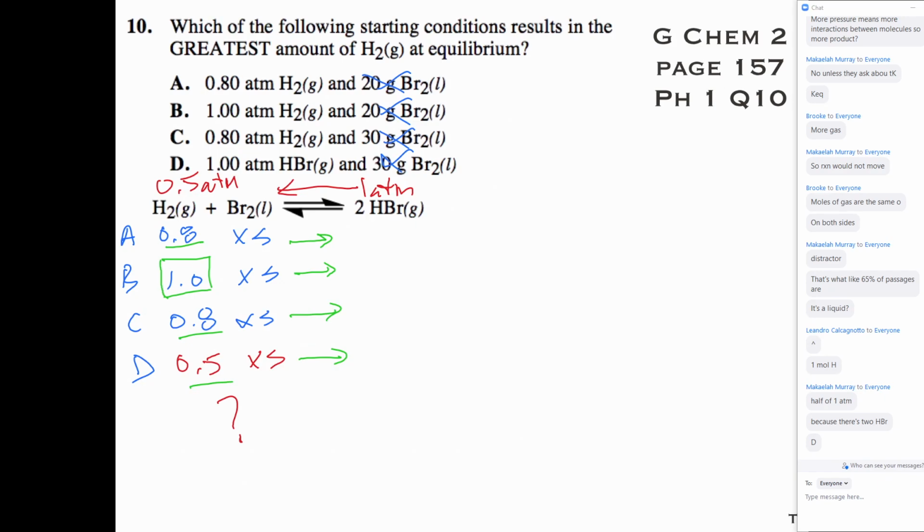So hopefully it seems okay. Perfect. And then in this case, the one with the most to begin with is the one that's going to be the most distributed across the board. So the best answer is B.